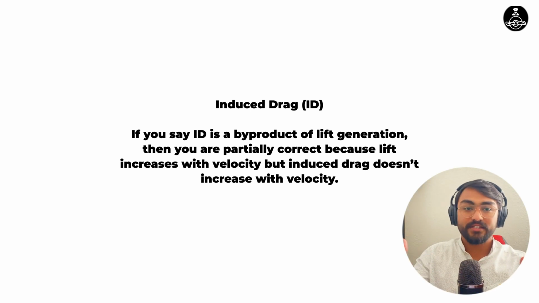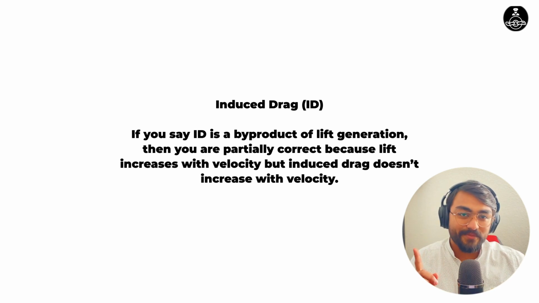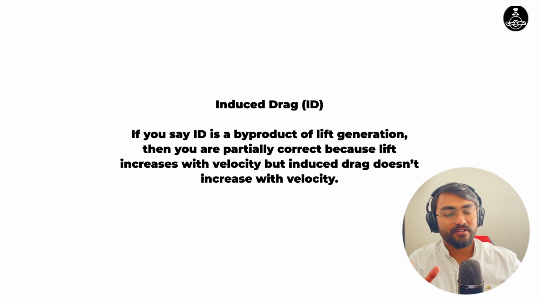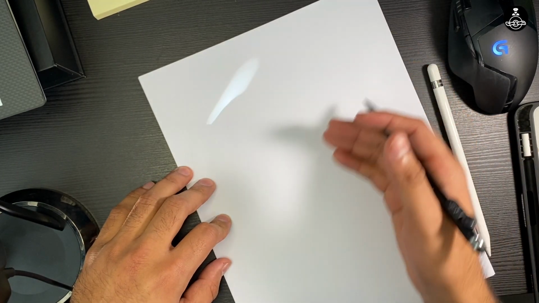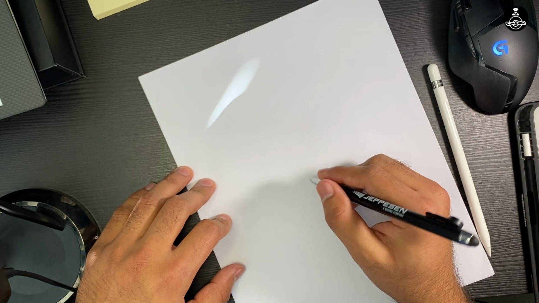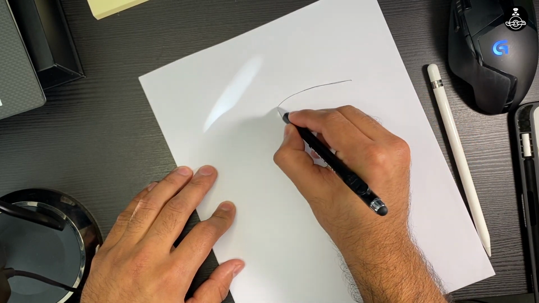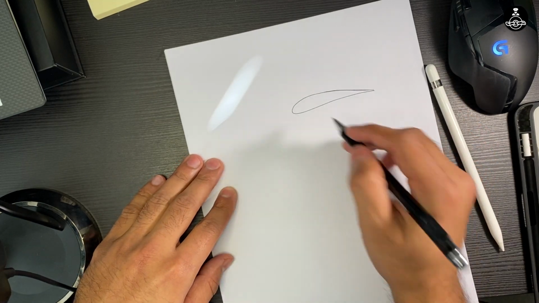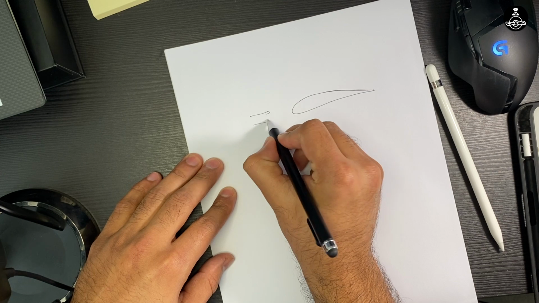So then what is induced drag and how is it created? Let's go to the overhead camera and do some drawing, some artistic work to understand this. Alright, so we are going to learn about induced drag using a bunch of airfoil diagrams. So let's say this is an airfoil. The relative wind is coming from here.